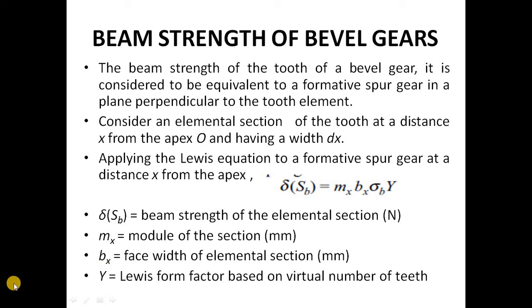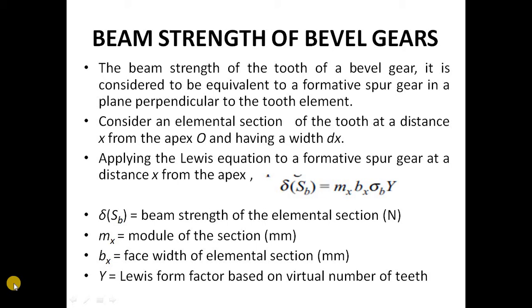Now we will discuss the beam strength of a bevel gear and how we can find the beam strength value for bevel gears with reference to the beam strength value of a spur gear. The size of the cross section of the tooth of a bevel gear varies along the face width. That's why directly finding the beam strength for a bevel gear is impossible. That's why we consider a formative spur gear, with a virtual number of teeth, to determine the beam strength of the tooth of the bevel gear.